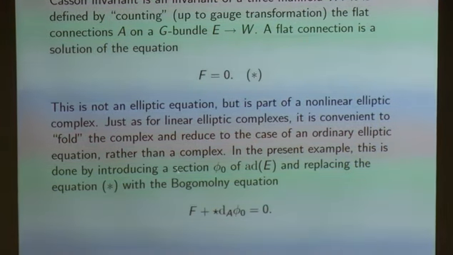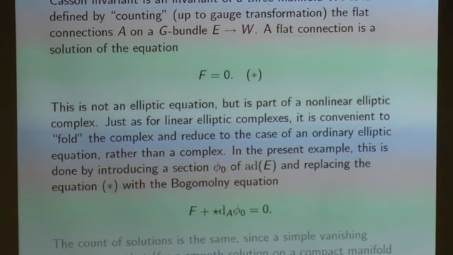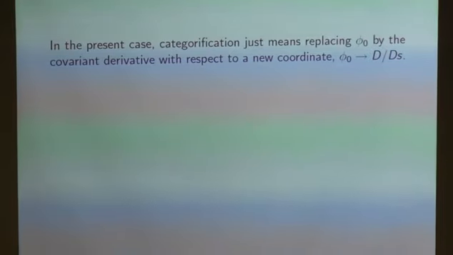If this explanation here was too brief, but you've heard of the Homology equation, just assume that was our starting point. We're interested in the Homology equation in 3 dimensions. Well, we want to categorify it, which means replacing phi 0 by the covariant derivative with respect to the coordinate.